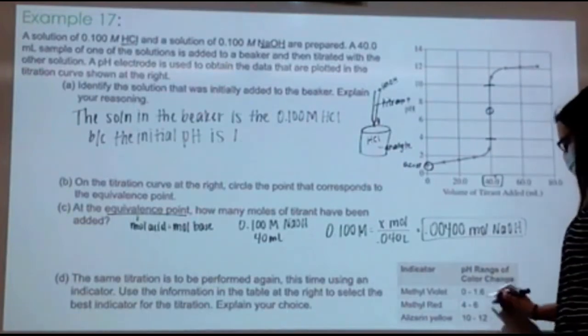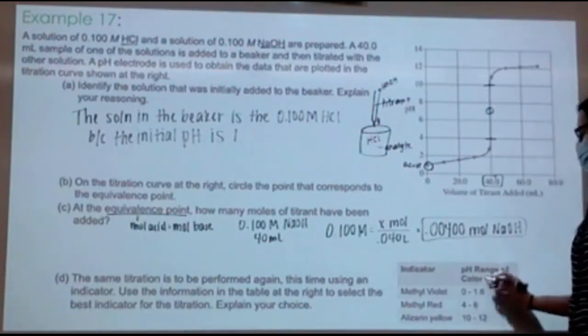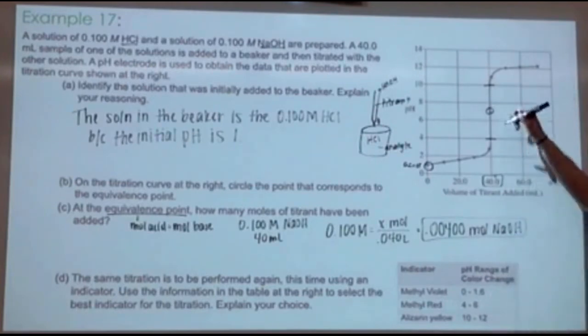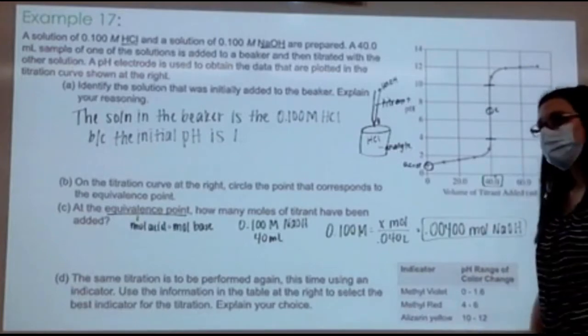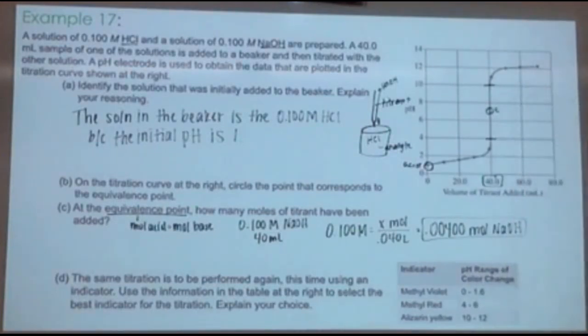So we have to figure out which one of these has a pH range closest to the pH of the equivalence point. Now your indicator won't always have the pH at the equivalence point exactly in the range. And if that's the case, you want to pick the one that's the closest. So if you look at these 3, I say, okay, I know the pH at the equivalence point is 7. Which of these indicators can I pick that will have a change closest to 7?